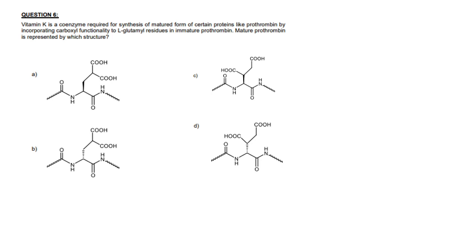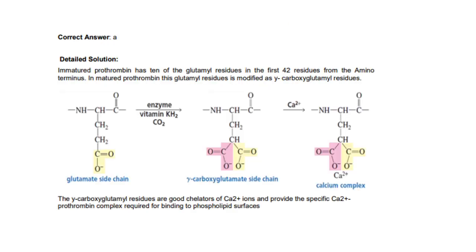So next question we have: vitamin K is a coenzyme required for synthesis of the matured form of certain proteins like prothrombin, by incorporating carboxyl functionality to L-glutamic residue in immature prothrombin. Mature prothrombin is represented by which structure? So it is asking for the mature prothrombin.